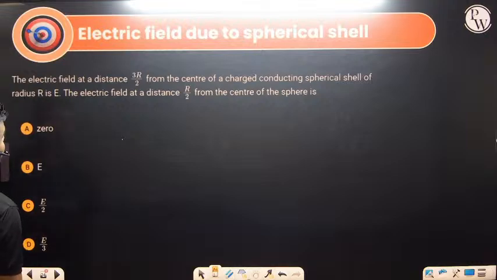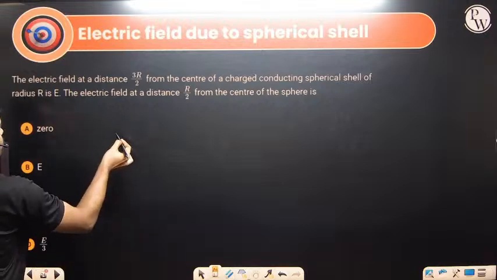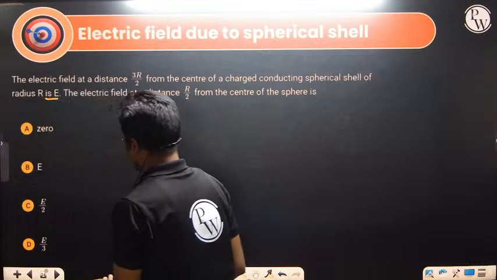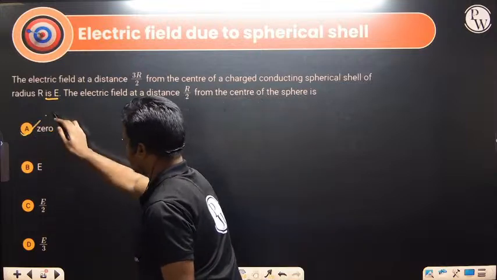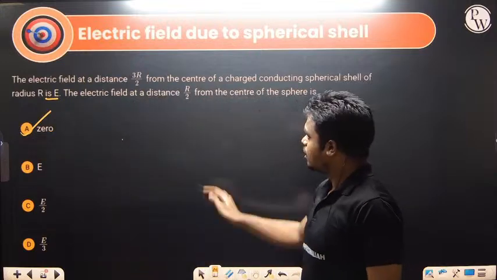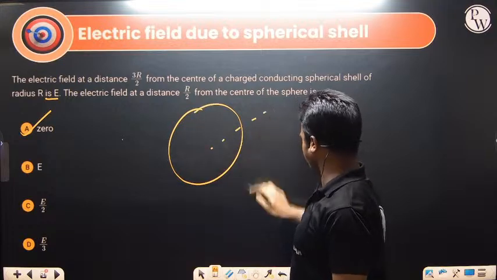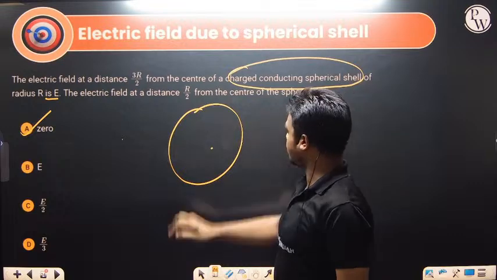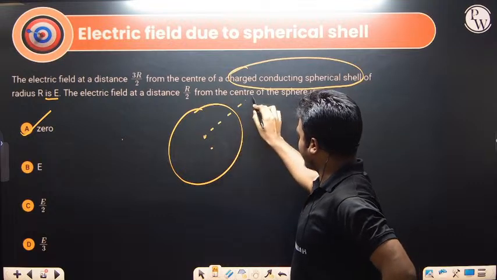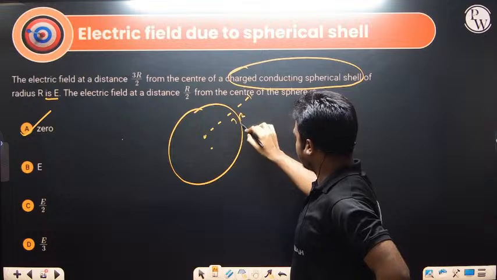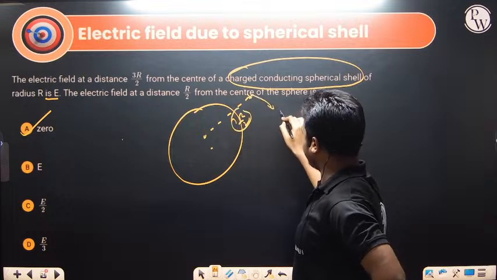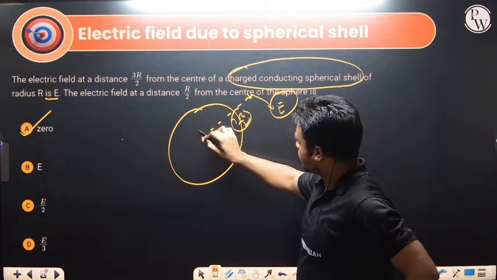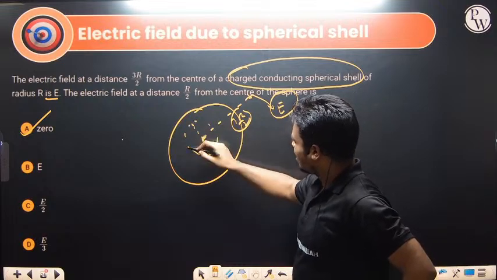The electric field at distance 3r by 2 from the center of a charged conducting spherical shell of radius r is E. The electric field at distance r by 2 from the center of the sphere is 0. So the answer is 0. Why? Because the distance they mention is from the center of a charged conducting spherical shell. This particular distance is 3r by 2, and at this distance the electric field value is E. And they're asking at a distance r by 2 from this particular point.